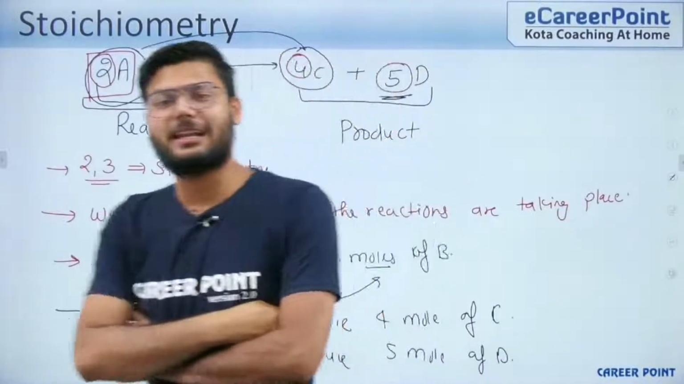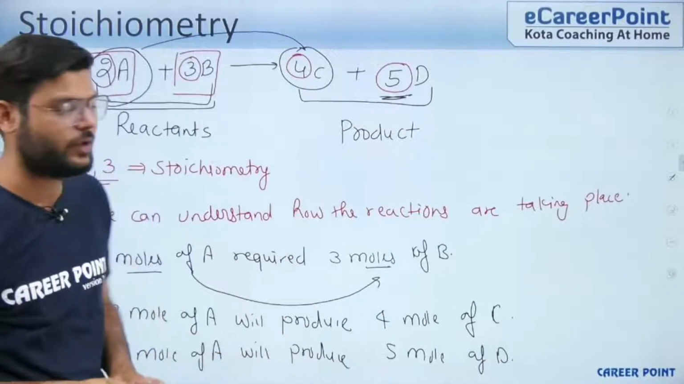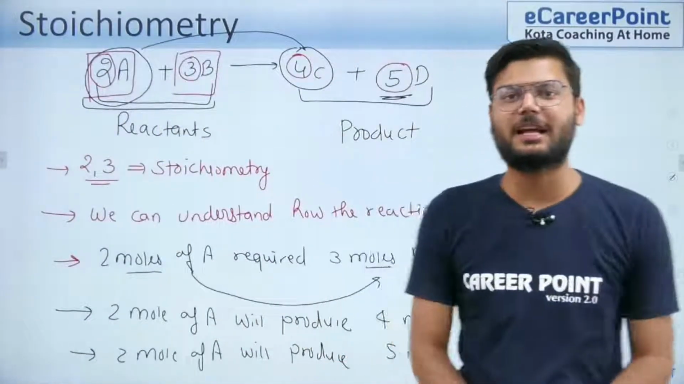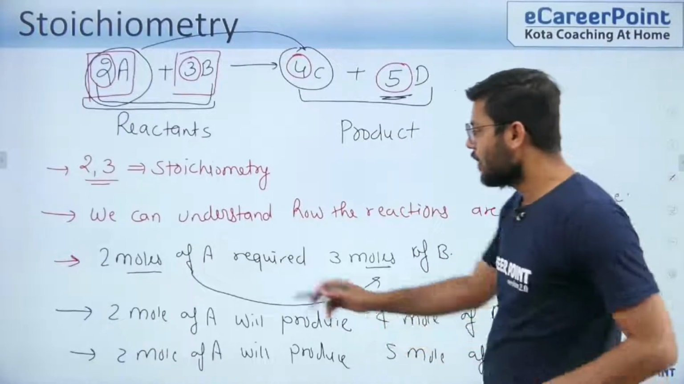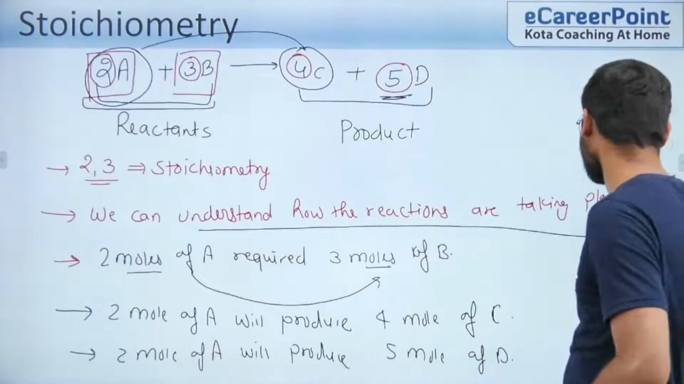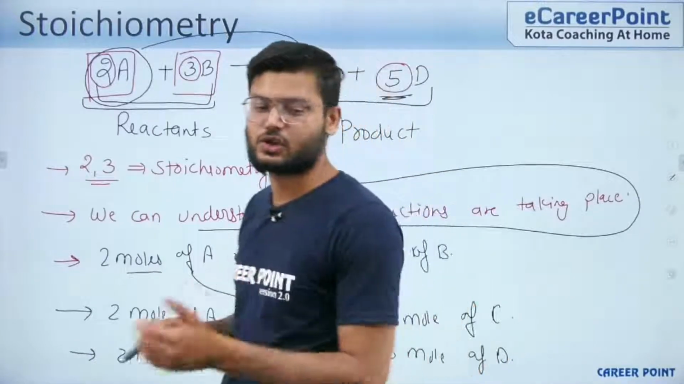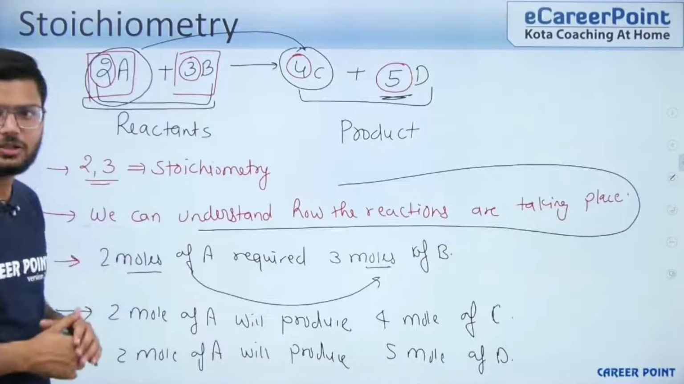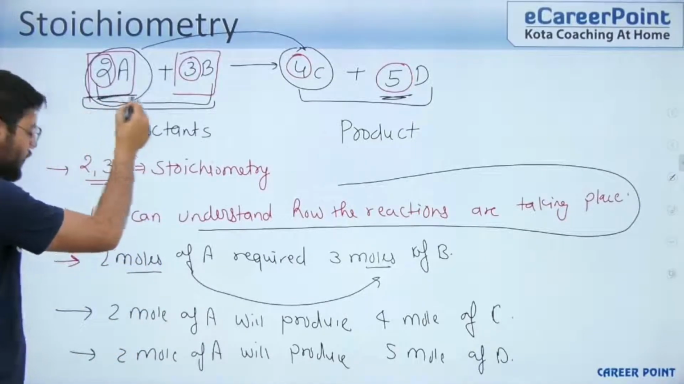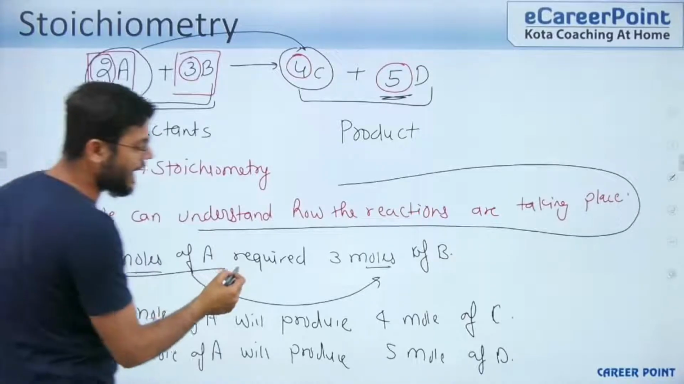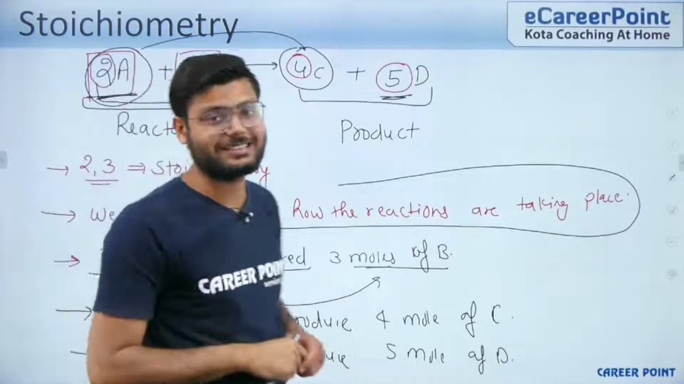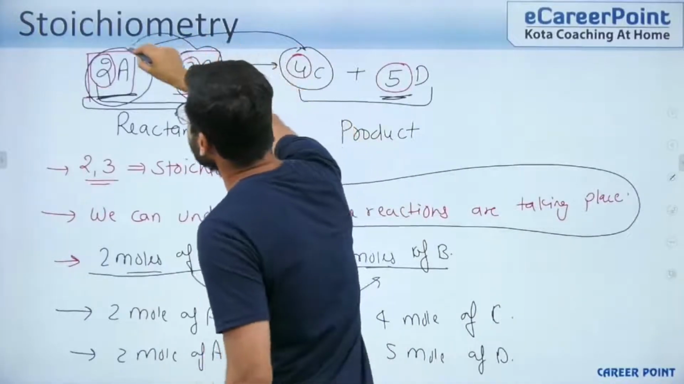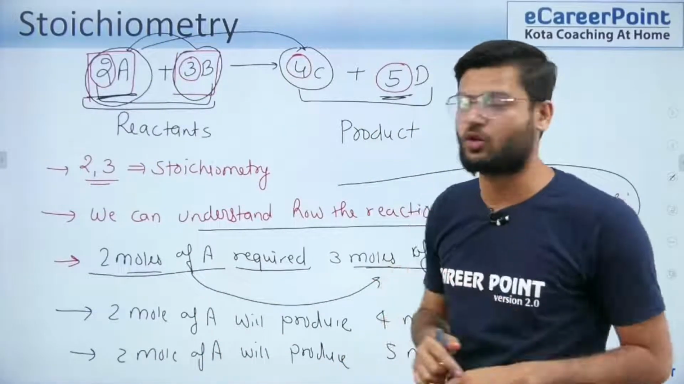Once again, look into this information very carefully. Firstly, these numbers 2, 3, 4, 5 are the what? These numbers are the stoichiometry. And we can understand how the reactions are taking place with the help of these stoichiometry. Now what information can I extract from this reaction? The information is that 2 moles of A require 3 moles of B, or I can say with respect to B that 3 moles of B require 2 moles of A for this reaction to be completed.